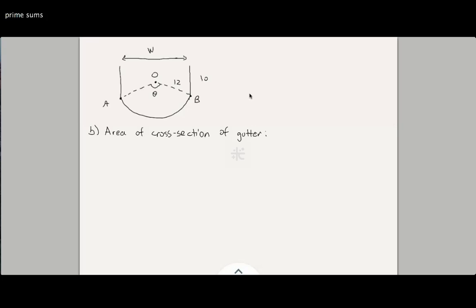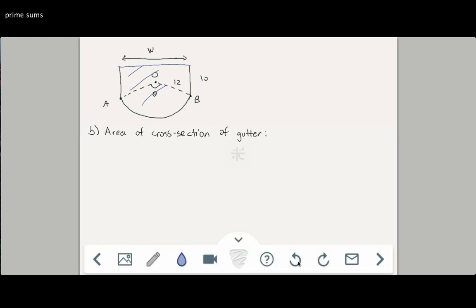Part B. Now we're asked to find the area of the cross section of the gutter. So this would be this whole area over here. Now to find this, we can divide our cross section area into two different regions. If we draw a line A to B, and this is going to have a length of W, we can divide it into this rectangle over here.